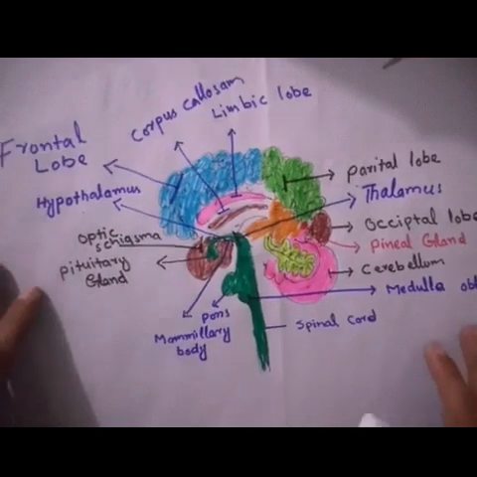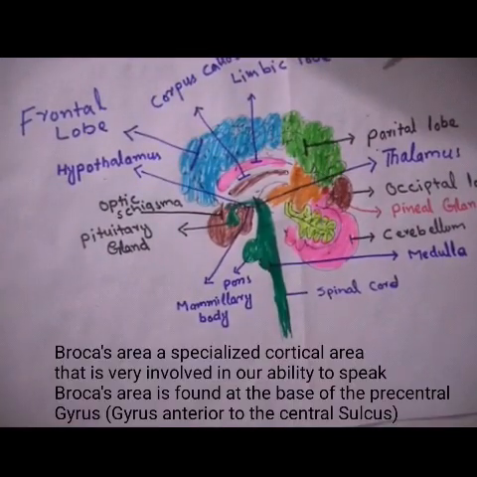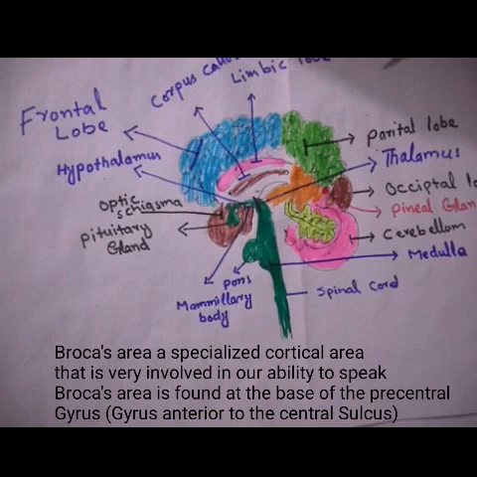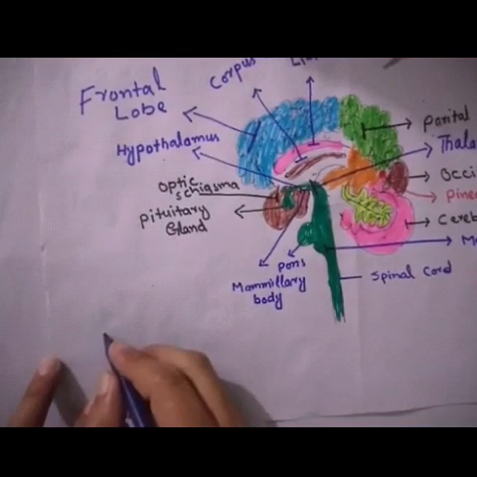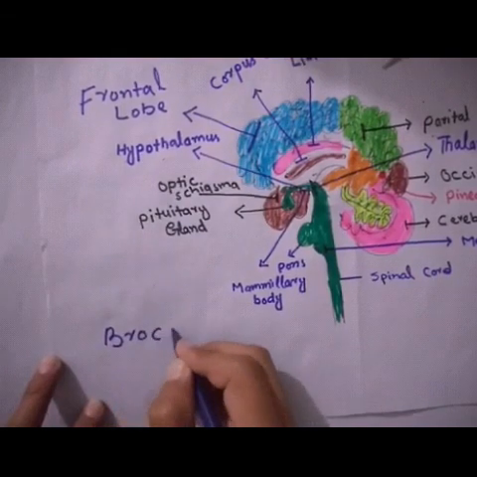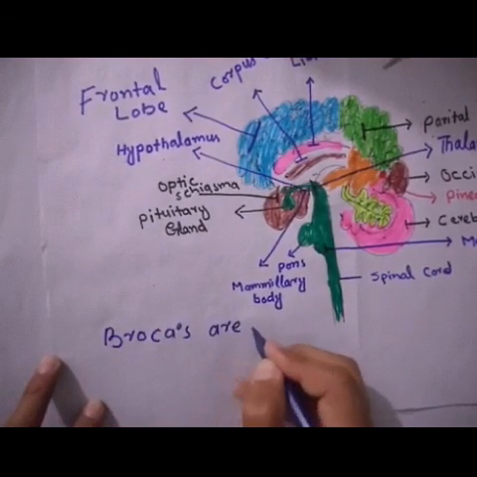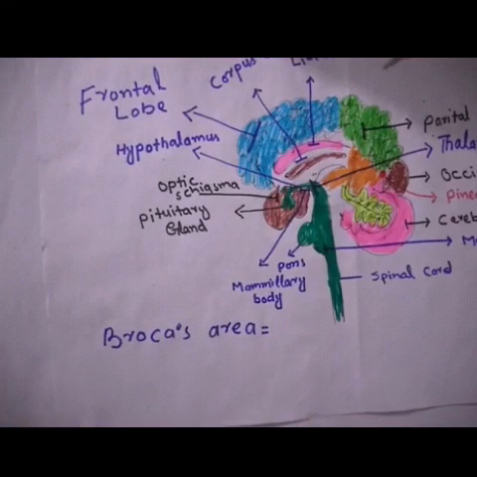Broca's area is a specialized cortical area that is very involved in our ability to speak. Broca's area is found at the base of the ventral gyrus, the gyrus anterior to the central sulcus.